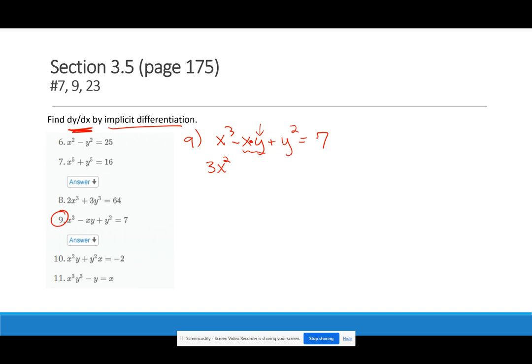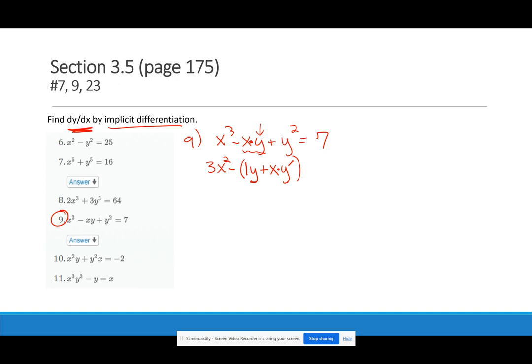Okay, so I'm taking the derivative of this piece here. So it's going to be minus, that's like the constant, it's like a minus 1. And then I'm going to do the product rule. So the derivative of the first times the second as is, plus the first as is, times the derivative of the second, which would be 1. And then I need to do the derivative of y, which would be y prime.